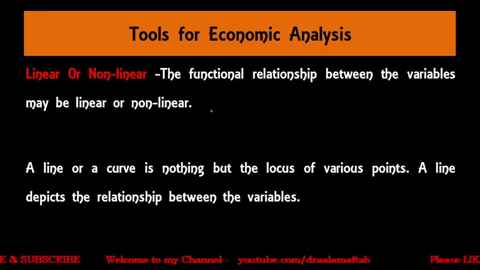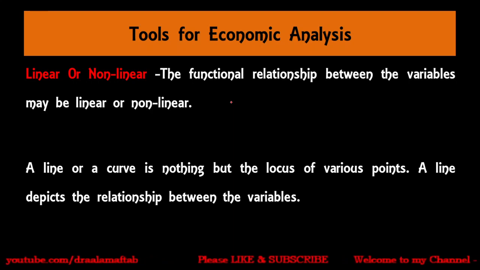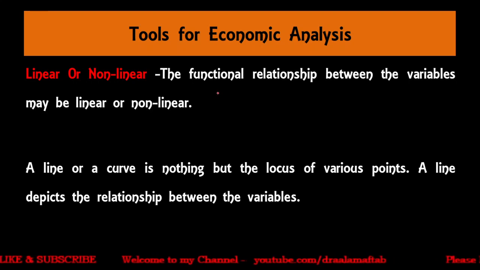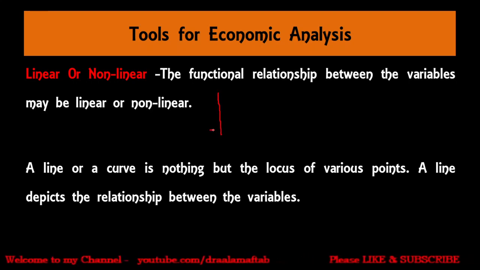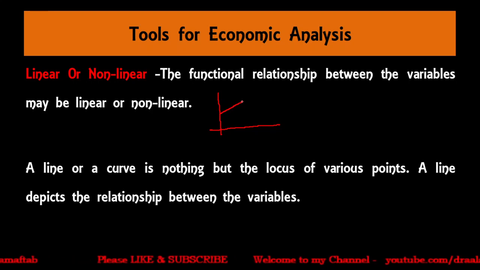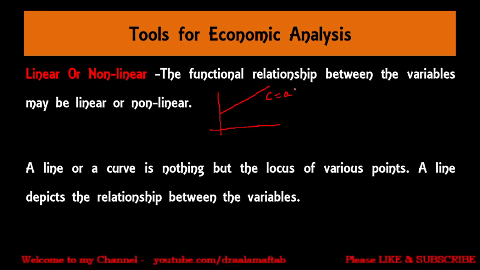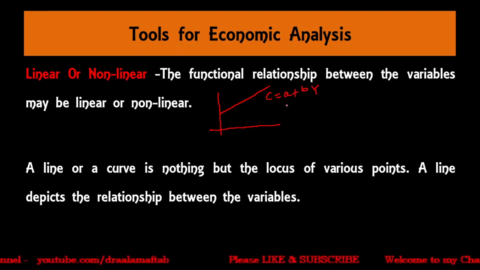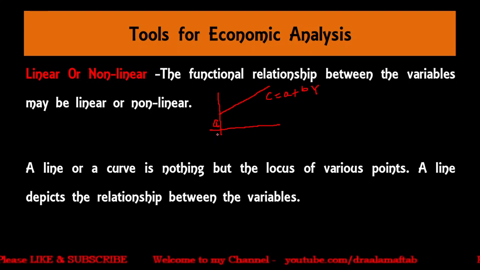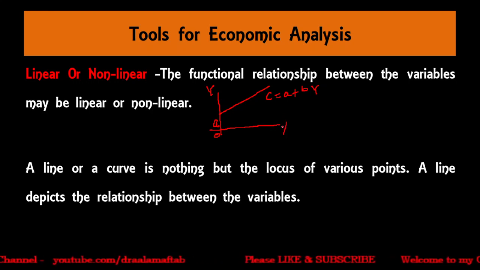Let us understand with the help of a graph how linear and non-linear functions are depicted. So I'll show you with the help of a diagram. Let us draw. This is your y-axis, this is your x-axis. For the sake of example, I am taking the consumption function. A simple linear consumption function is written as a plus by, where a is the intercept term. So this is the intercept, that's why it is starting from here. This is the origin, right? This is your y-axis and this is your x-axis.